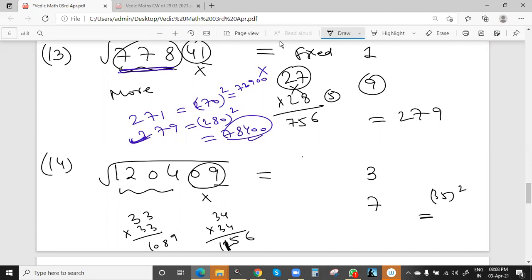35 square: 5, 5, 25, and 3, 4, 12, means 24 plus 2 gives 1225 only, because 35 square is 1225. So less than 35, that will be 34, it is fixed.